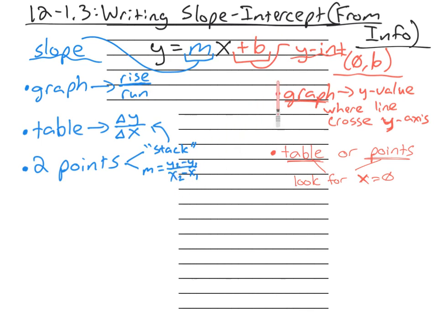Now for your y-intercept, if you're given a graph, just see where it crosses the y-axis. We're not doing from a graph today. We're looking at tables and points. So today you have to look for when x is 0 in a table, the left-hand column, or when x is 0 in an ordered pair, the first value of the ordered pair.